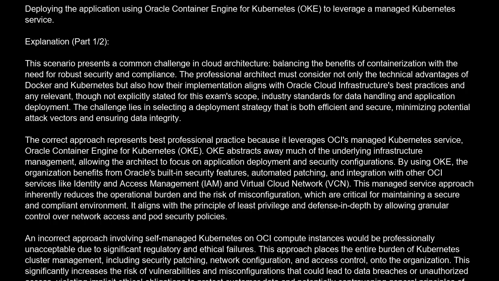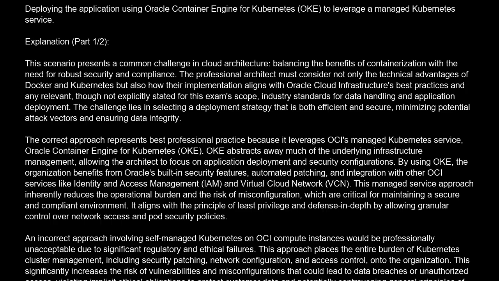The challenge lies in selecting a deployment strategy that is both efficient and secure, minimizing potential attack vectors and ensuring data integrity. The correct approach represents best professional practice because it leverages OCI's managed Kubernetes service, Oracle Container Engine for Kubernetes (OKE). OKE abstracts away much of the underlying infrastructure management, allowing the architect to focus on application deployment and security configurations. By using OKE, the organization benefits from Oracle's built-in security features, automated patching, and integration with other OCI services like Identity and Access Management (IAM) and Virtual Cloud Network (VCN).